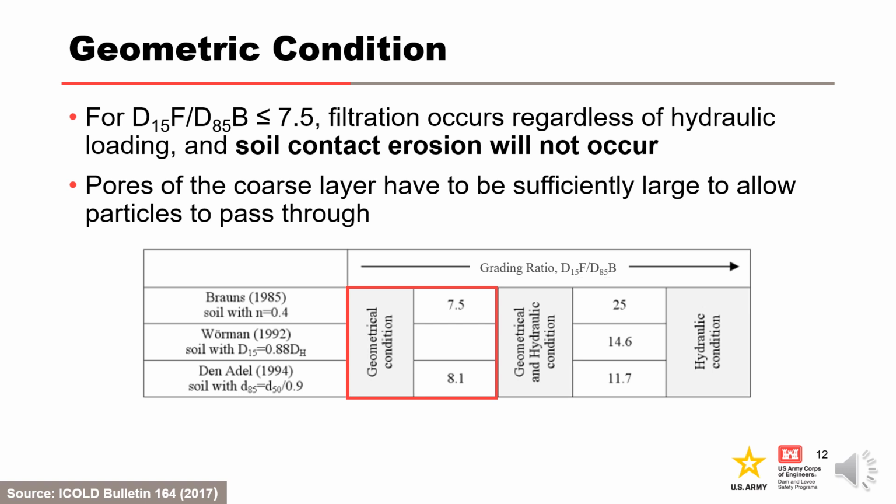If the geometric condition is met, with the ratio of D15 of the filter to D85 of the base being greater than 7.5, the hydraulic condition for initiation must be assessed. For comparison, the filter design criterion for the no erosion condition for base soils with fines contents greater than 85% is a ratio of D15 of the filter to D85 of the base of less than 9.